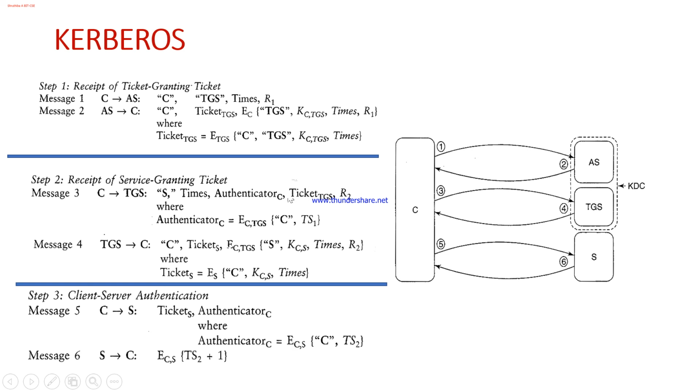So TS1 and TS2 are the time instants when the request is generated, and the other time specifies the session time, how long the session will be conducted. This is how Kerberos actually works.